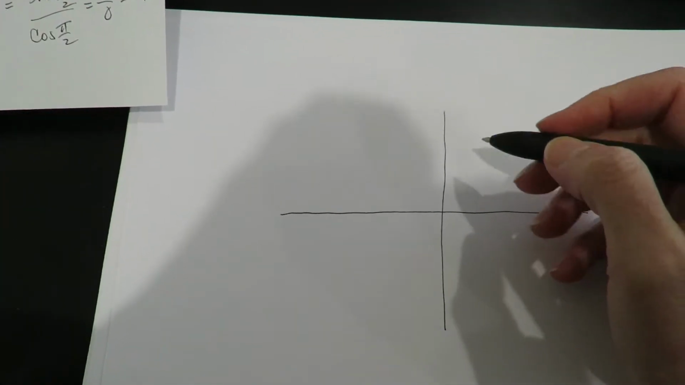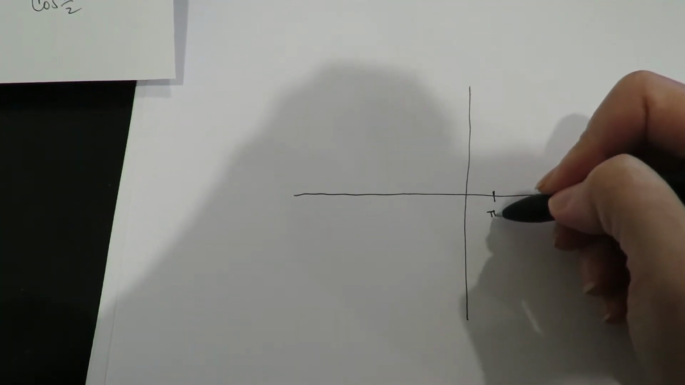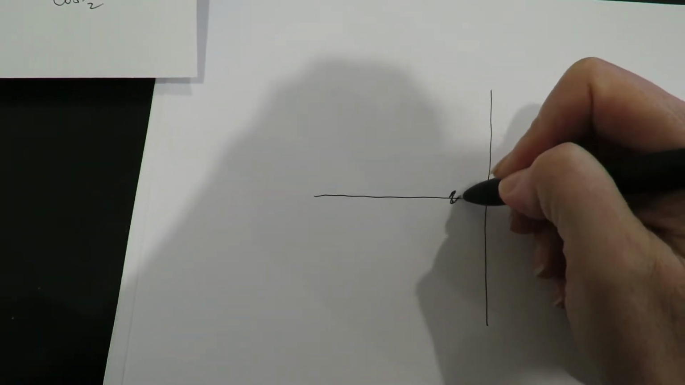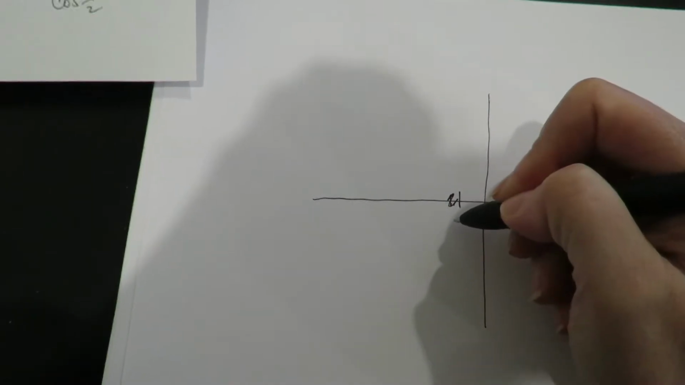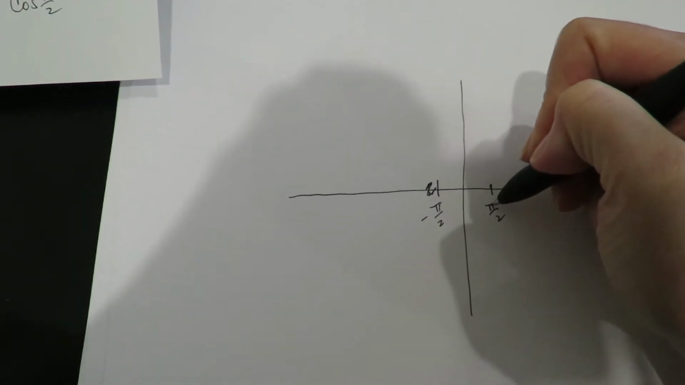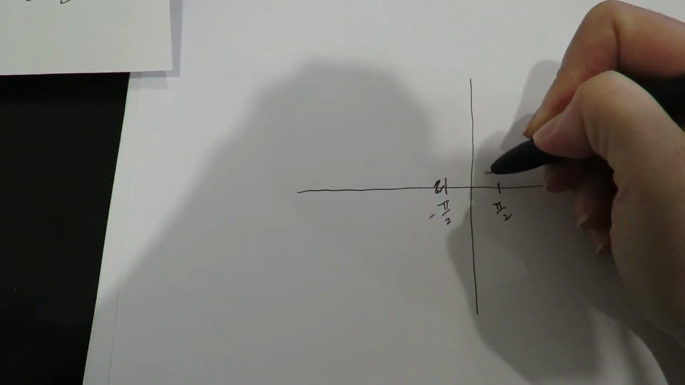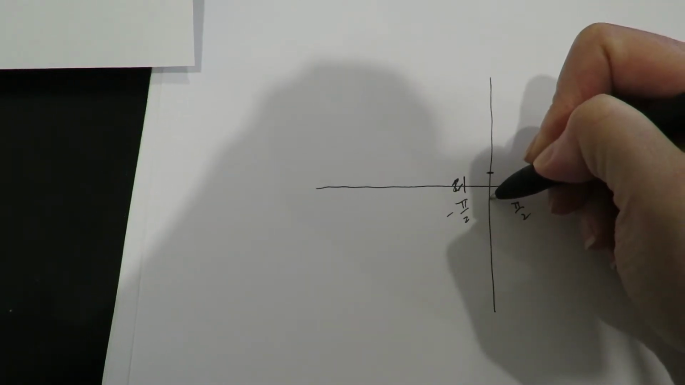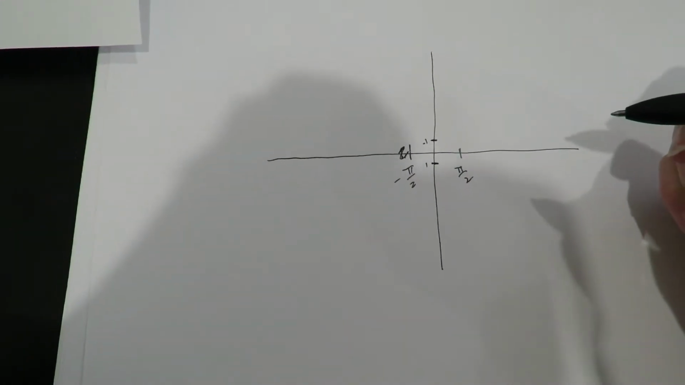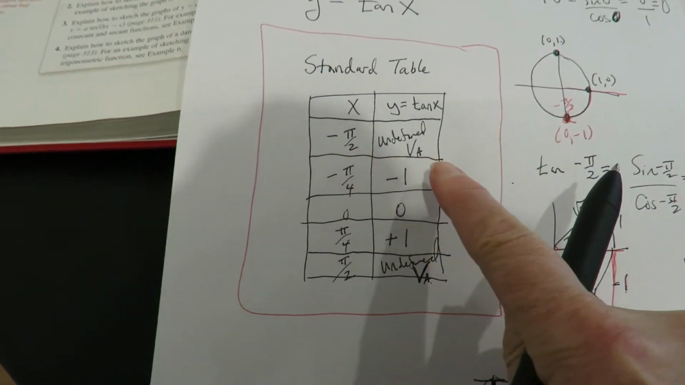Okay, again, do your best to scale it. I'm not going to take a ruler to your test, but just think about it. Okay, so if this is 3/2, it's 1.5. 1 would be about here. -1 would be about here. Alright, so now I'm going to move these values over.